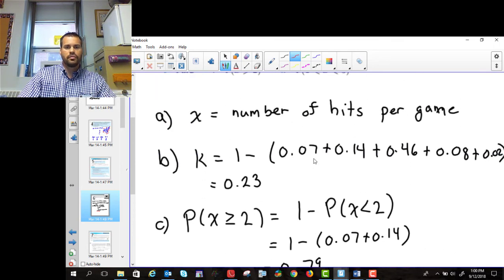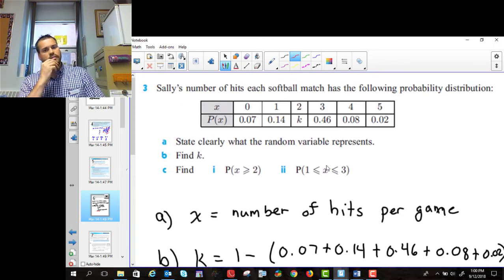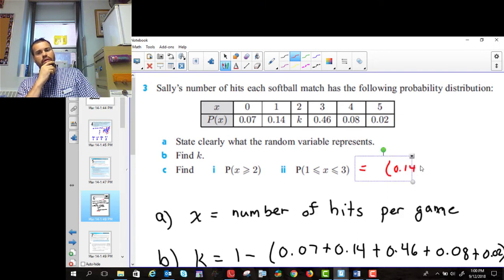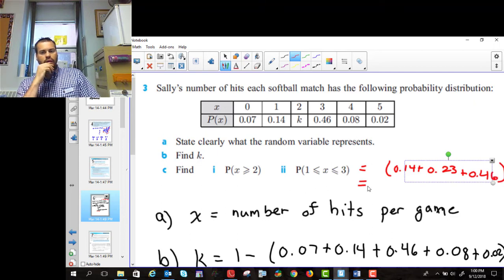Now, the other thing you're asked to find is this one. The probability that x is between 1 and 3. And so what we're going to do is we're just going to take 0.14 plus 0.23 plus 0.46. We're going to add those up. So that gives me 0.46, that's 0.6, that's 0.83. So most of the time, 83%, she's going to have 1 to 3 hits, which is pretty good. So there you go. That's how you do a probability distribution for a discrete random variable.